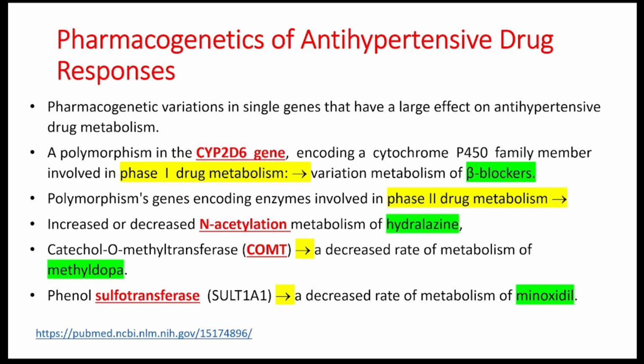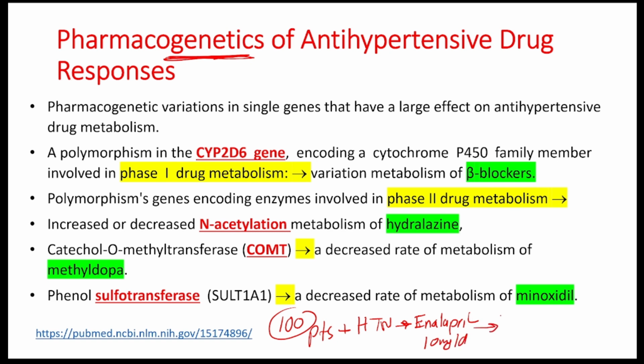Here we need to focus a little bit on genetics, what that means for us. If you take, for example, 100 patients who suffer from hypertension, and you prescribe lisinopril, or let me say enalapril, 10 milligrams per day or twice daily to the patients, you are going to have different responses according to the genetic background.